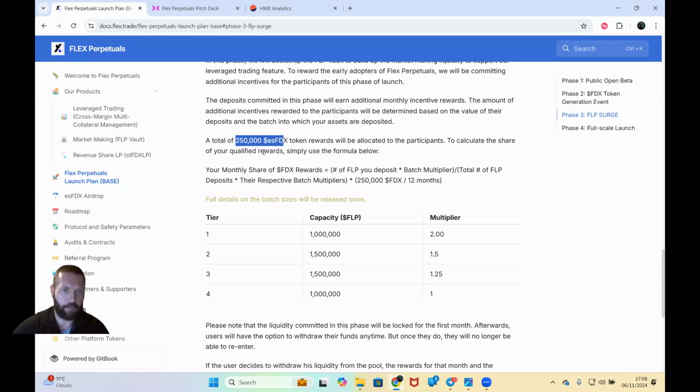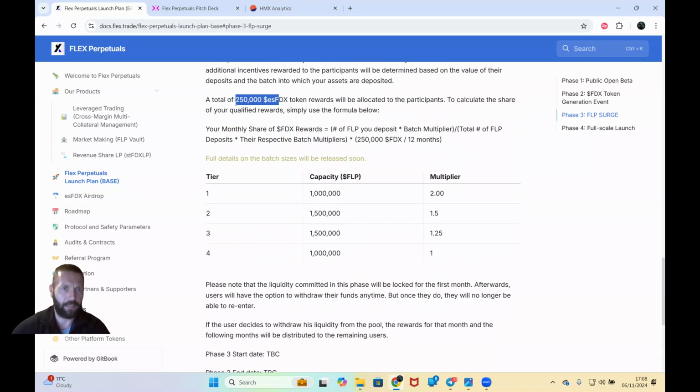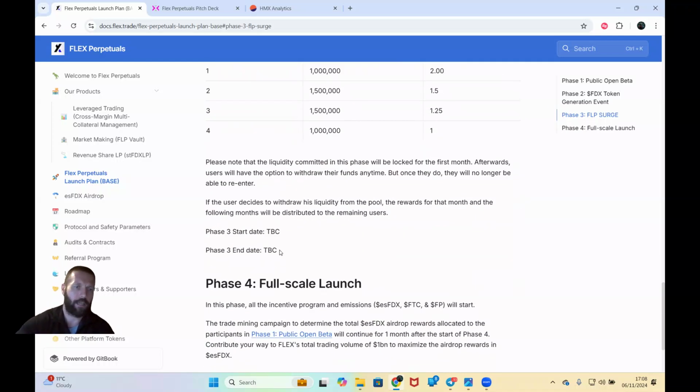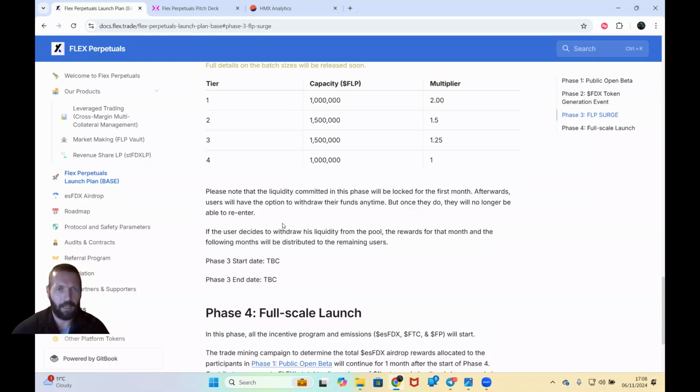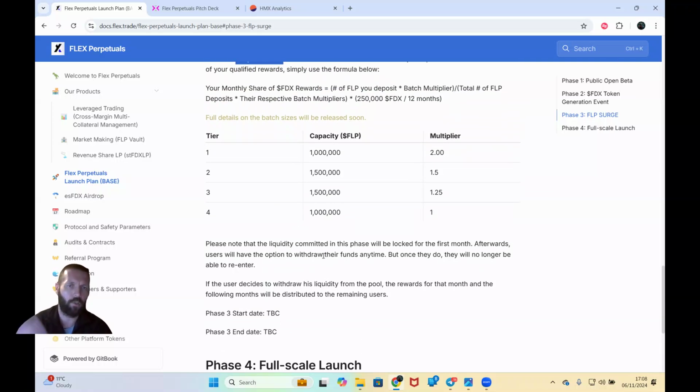Now, in return for getting this boost and this bonus, your FLP will be locked for a month. So you won't be able to withdraw that during the first month of operations. However, once that month is over, you can withdraw at any time. However, if you do withdraw, you will lose the right to receive your remaining share of these ES/FDX tokens. And what happens is that your share is then divided amongst everyone who remains. So those people that do remain, because inevitably some people will ultimately leave, will get a larger share moving forward.